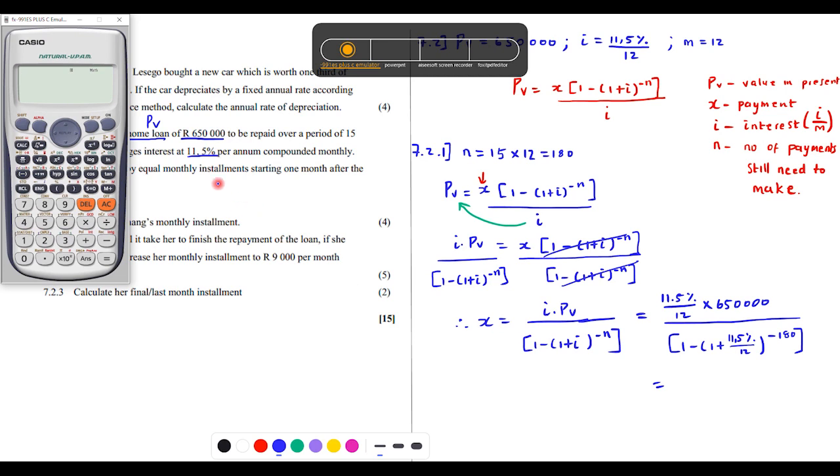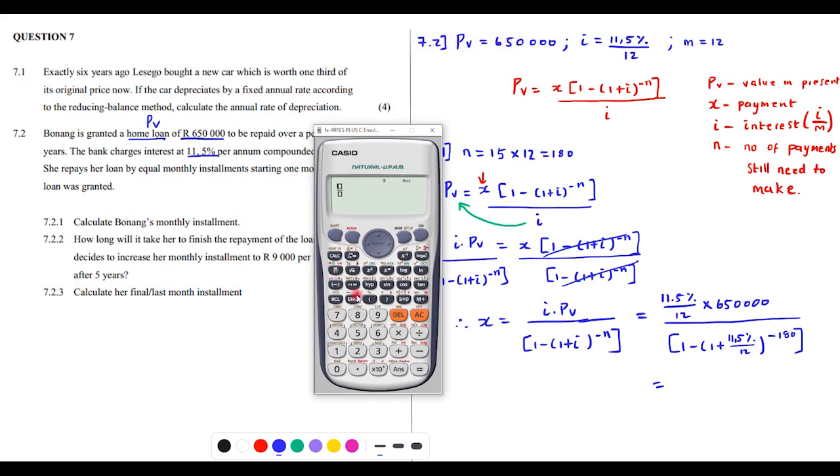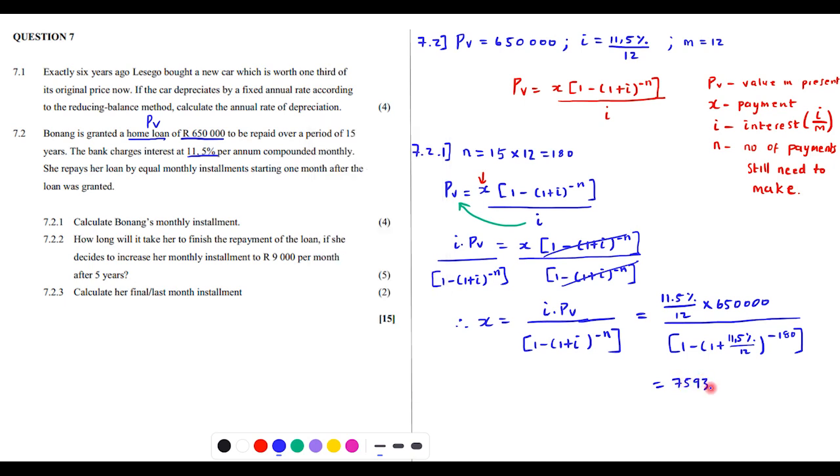So opening our calculator, we get 11.5% over 12, times 650,000, over 1 minus (1 plus 11.5% over 12) to the power of minus 180, like that. All right, so 7593 comma 23, and that is the value of x.